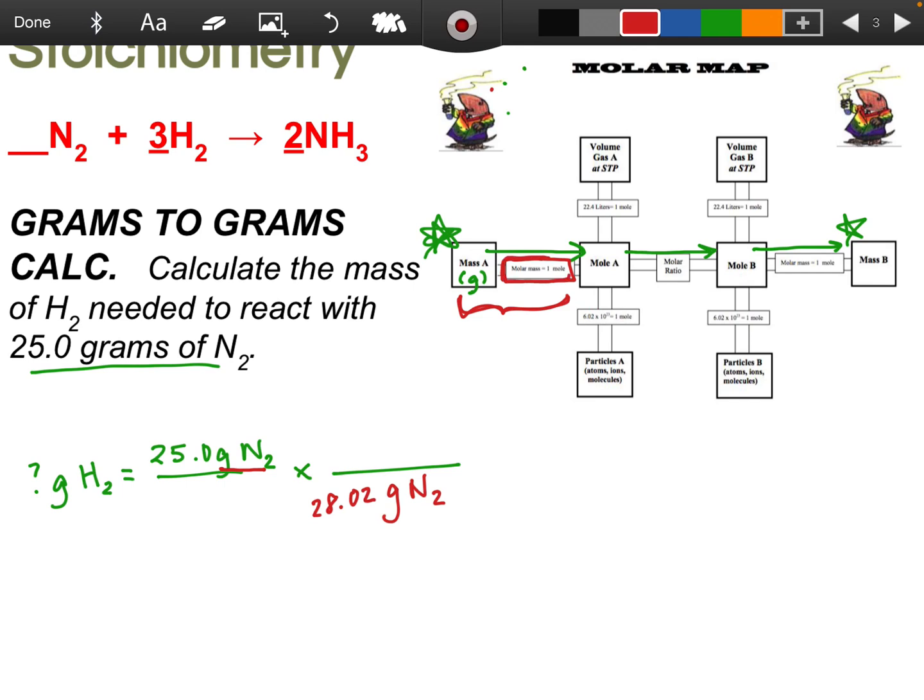From our conversion factor up here on the mole map, we know that the molar mass is equal to 1 mole. So that mass is equal to 1 mole of N2. So that would be your first step, converting from grams to moles. Grams cancels out, and we're left with moles. So now on our mole map, we are here at moles of A. Now we're going to go from moles of A to moles of B. So that's when you're going to use your mole ratio. Your mole ratio comes from the coefficients from your balanced equation.